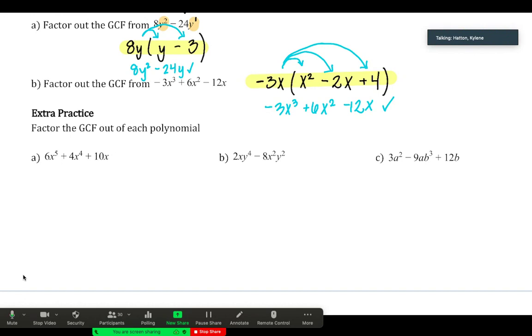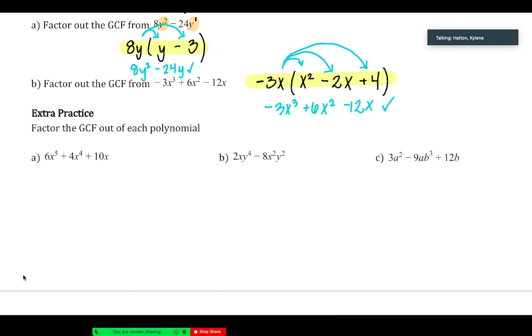Okay, so for 6x to the fifth plus 4x to the fourth plus 10x. We first have to figure out the biggest number common factor that we can pull out. A trick that you can use is to start with the smallest coefficient that you have. So our smallest coefficient is 4. And then think about what the factors of that number are. For 4, it would be 1 times 4 and 2 times 2. So the total factors would be 1, 2, and 4. So 4 is the highest number. Is 4 a factor of 10 or 6? It's not a factor of either. So 4 unfortunately can't be a common factor.